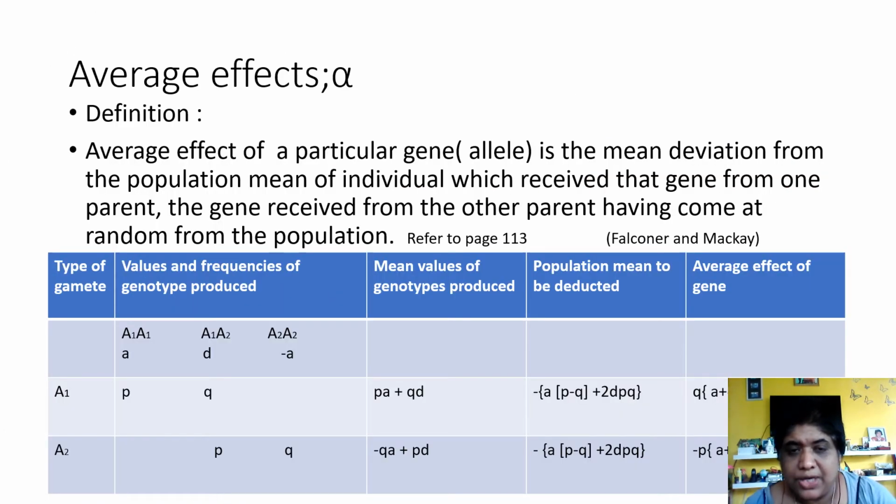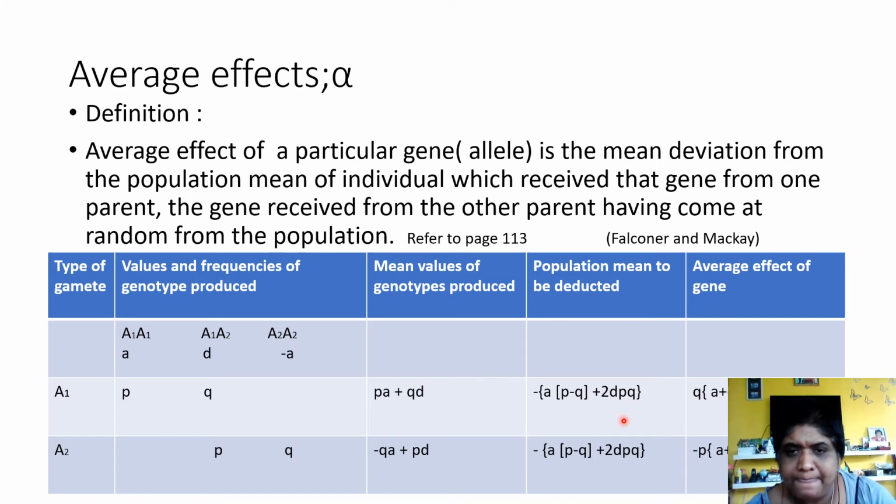So to look at average effect, the definition of a particular gene or allele is the mean deviation from the population mean of the individual which received the gene from one parent and the gene received from the other parent having come at random from the population.